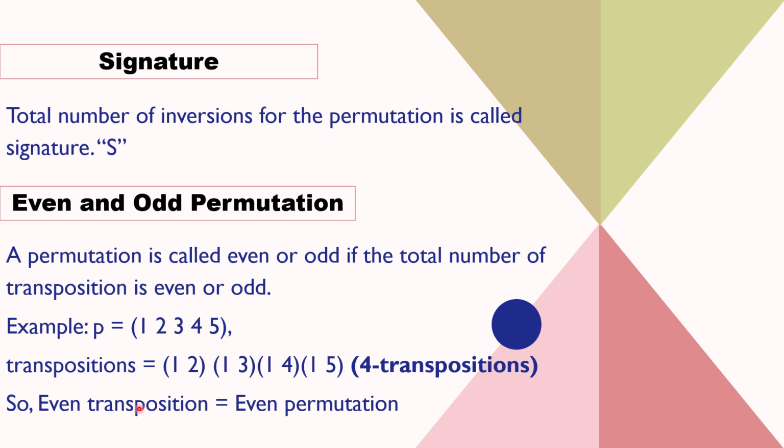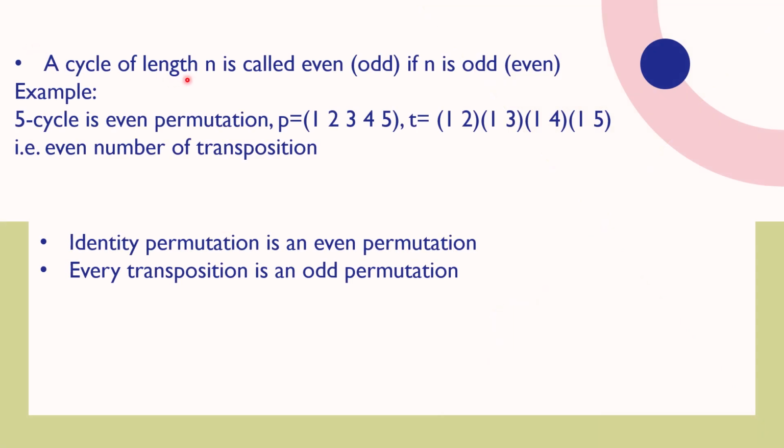So how many transpositions did you get? You got 4 transpositions. And a permutation being even or odd is linked with the transpositions. If the transpositions are even, then the permutation is also even. Here we see that there are 4 transpositions, therefore it's an even permutation, because the number of transpositions is 4. Now, one thing that you have to keep in mind is that a cycle of length n is called even or odd if n is odd or even.